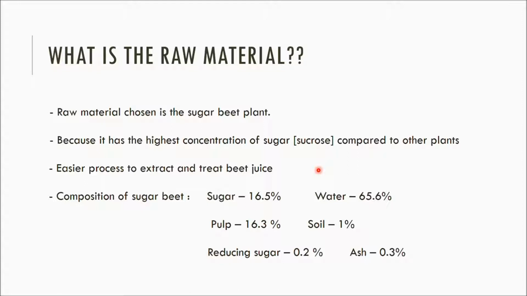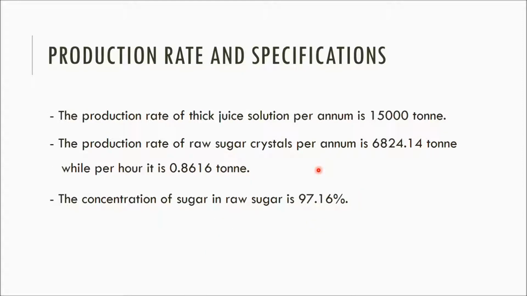Next, it is easier to extract and treat beet juice rather than sugarcane juice. The composition of sugar beet is 16.5% of sugar, 65.6% of water, 16.3% of pulp, 1% of salt, 0.2% of reducing sugar, and 0.3% of ash. The production rate of thick juice solution per annum is 15,000 ton, while the production rate of raw sugar crystal per annum is 6,824.14 ton per annum, while the flow rate per hour is 0.8616 ton per hour. The concentration of sugar crystal in the raw sugar at the end of the process is 97.16%.